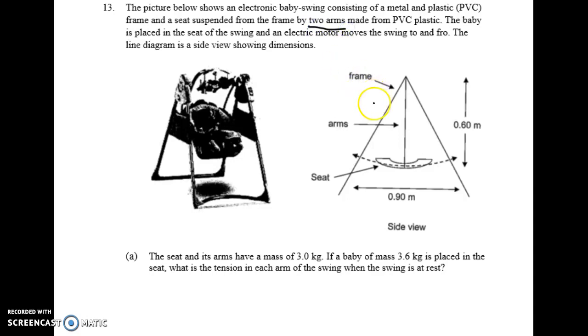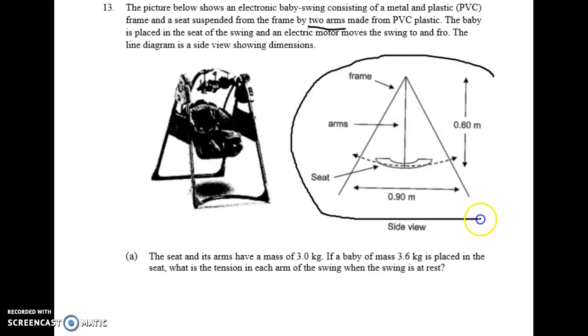The baby is placed in the seat of the swing and an electric motor moves the swing to and fro. The line diagram is a side view of the swing showing dimensions. So this one is the line diagram, the side view. Okay, the first question: the seat and its arm have a mass of 3 kilo. If a baby of mass 3.6 kilo is placed in the seat, what is the tension in each arm of the swing when the swing is at rest?